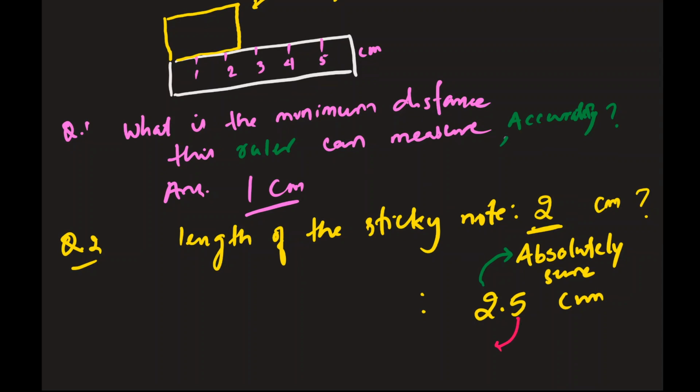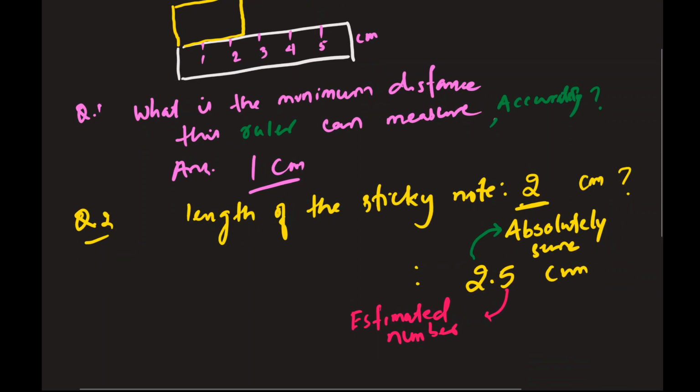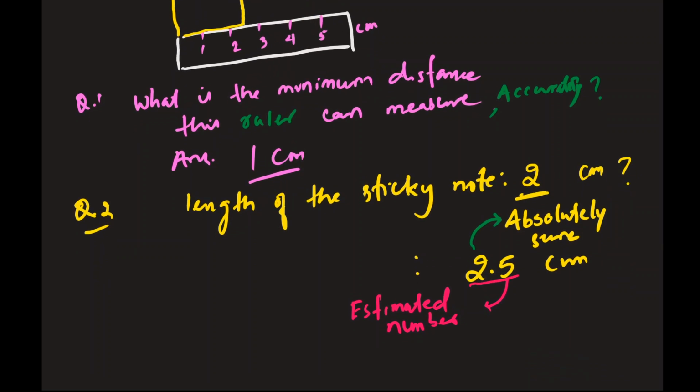So this is called an estimated number. It is estimated by the person who is measuring. So in this case, I estimated it. Every time you make a measurement, you always add one extra digit on top of your absolute certainty, right? So in this scenario, the 2 is certain and the 5 is our estimated number. Good.